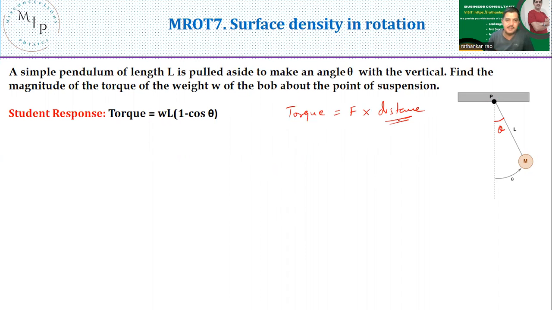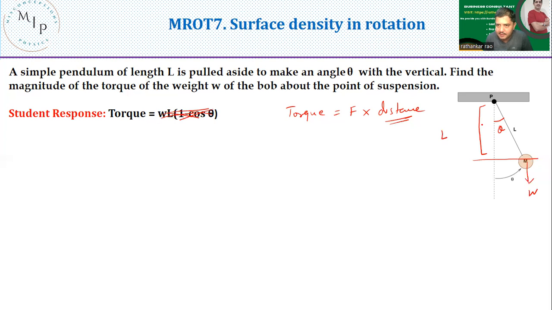Okay, so what he has done is basically he has considered this distance with respect to the point of suspension. He thinks that this is the weight W here, and this distance is what you need over here. Okay, he wants to find what is the distance. Now, if this length is L, he knows that this distance is nothing but L cos theta.